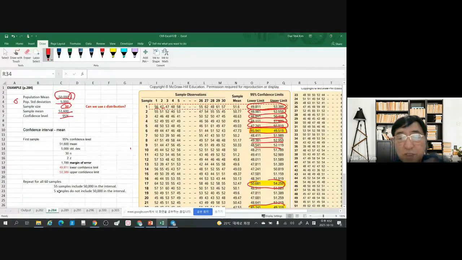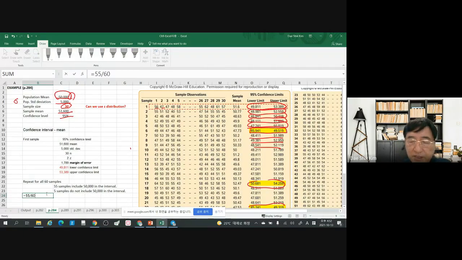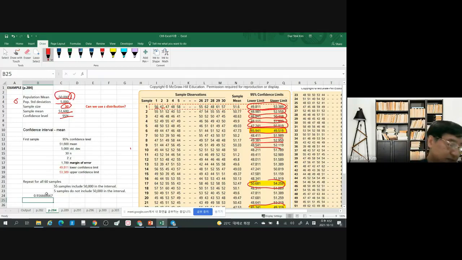But we tested 60 times. 55 out of 60. What is the percentage? So you say 55 divided by 60, and 91.67% is within the range. 8.34% is outside. Okay, so that is given on page 284, 285.